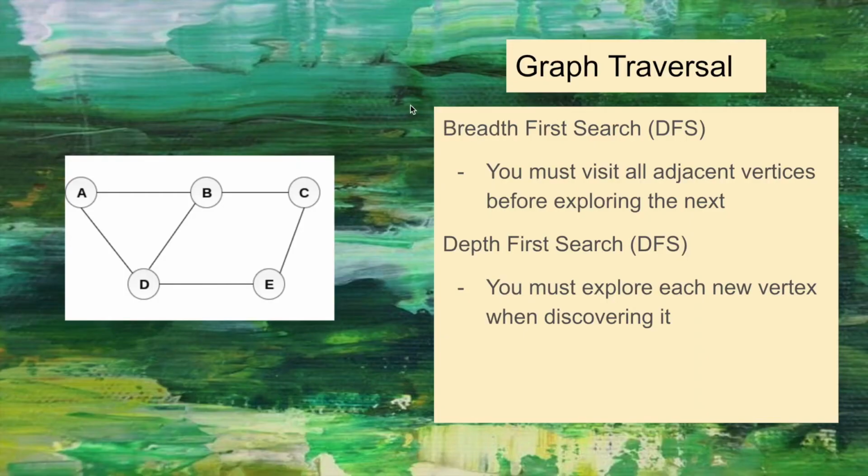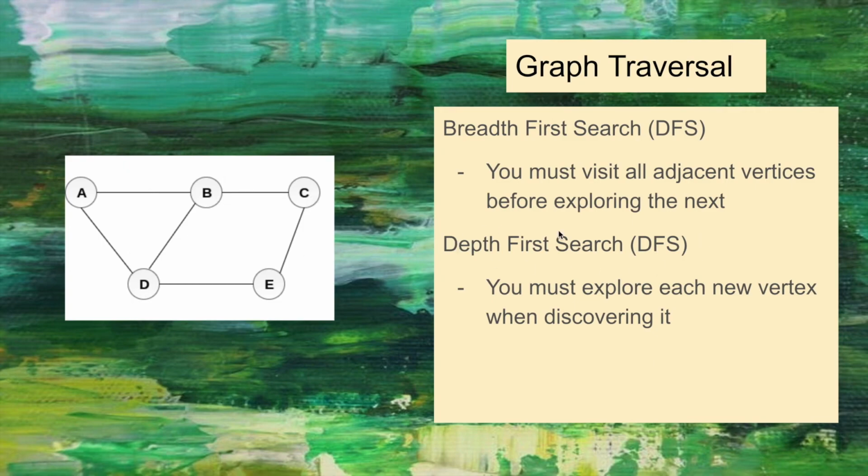Graph traversals. I can traverse a graph using breadth first search or depth first search. There's other methods, but these are the most common. In breadth first search, I must visit all the adjacent nodes before exploring the next depth, essentially. So if I was breadth first searching this graph here, I would start at A, and I would go to B, and then I would go to D. So I would discover these nodes before I moved on to the next ones, which is C and E.